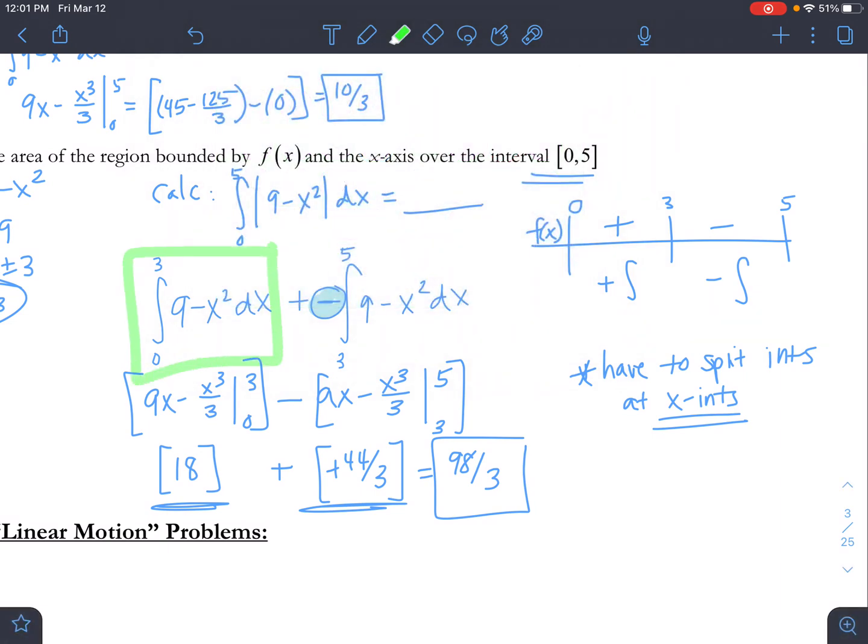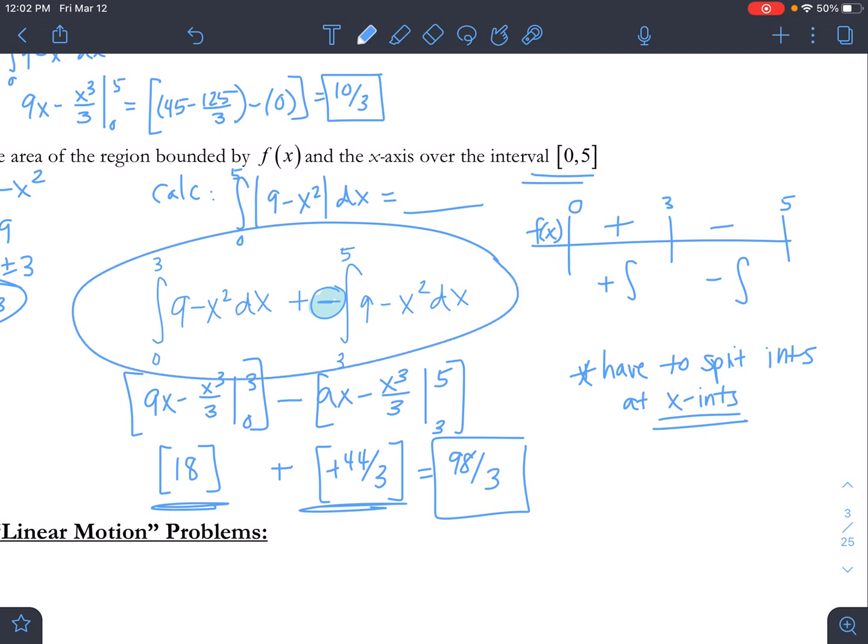So I would do this integral, if it's a positive number, I keep it positive. If it's negative, I make it positive. Then you would do this answer. I got negative 44 thirds. Well, I'm just going to add 44 thirds. So if you make every individual integral positive, that's another way of thinking about it as well. Either way, 98 thirds, final answer.